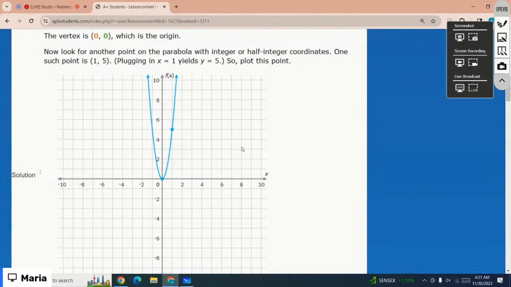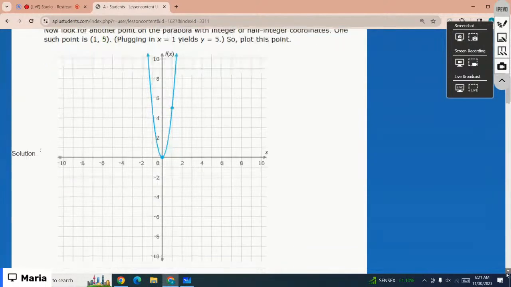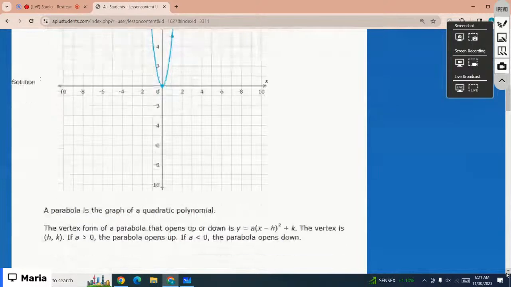So basically, when you need to graph the parabola, you need 2 points. The 2 points are one of the vertex and the second point on the parabola. A parabola is the graph of a quadratic polynomial, right? The vertex form of a parabola that opens up or downward is y equals a times (x minus h) square plus k. The vertex is (h, k). If a is greater than 0, the parabola opens up, and if a is less than 0, the parabola opens down, right? Let's just start with the test questions.